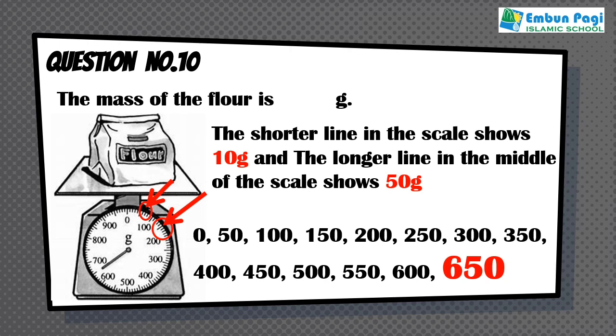0, 50, 100, 150, 200, 250, 300, 350, 400, 450, 500, 550, 600, and 650. Stop right there because the needle stopped at 650. So the mass of the flower is 650.